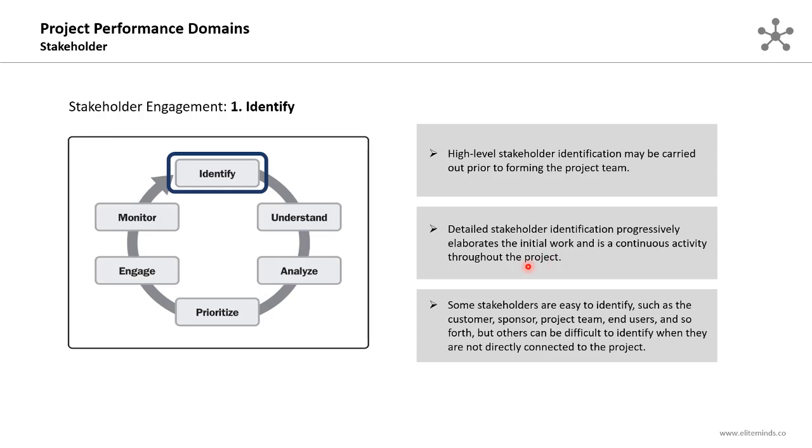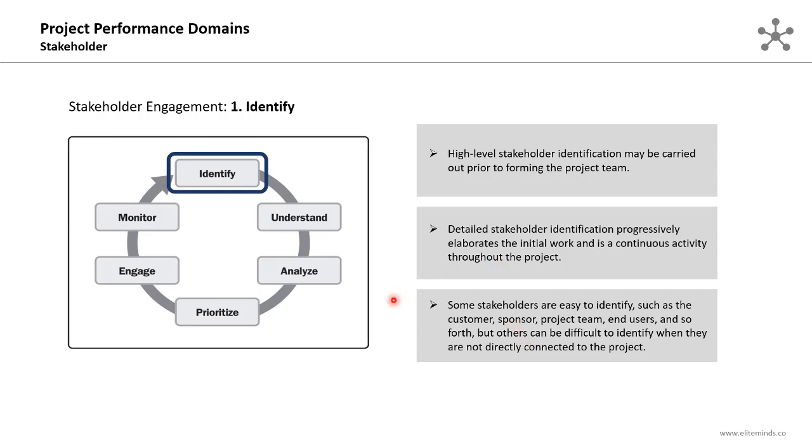So whenever you identify a stakeholder, even if you are at the closure phase of the project, this stakeholder should be identified, analyzed, and added to the stakeholder register. Some stakeholders are easy to identify, such as the customer or the sponsor or the project team and the end users and so forth, but other stakeholders can be difficult to identify when they are not directly connected to the project.